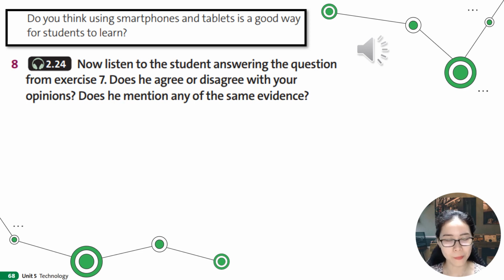And then tell me whether he agrees or disagrees with your opinions. And does he mention any of the same evidence?